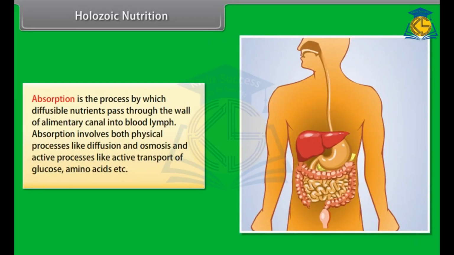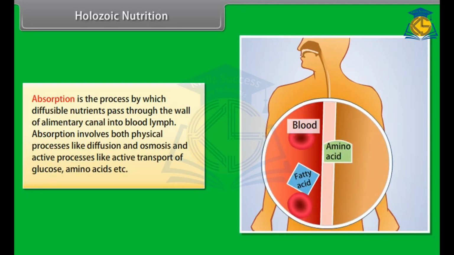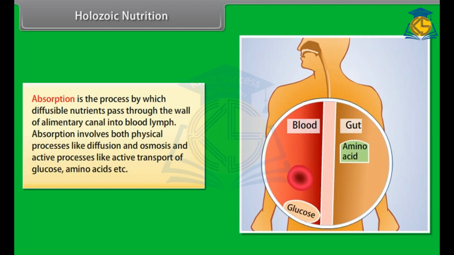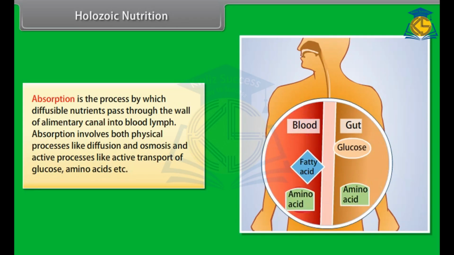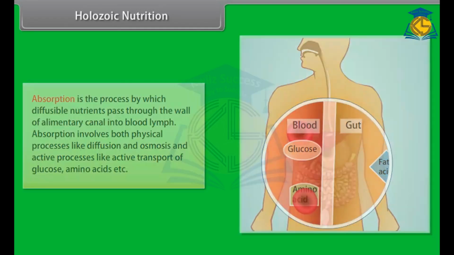Absorption is the process by which diffusible nutrients pass through the wall of alimentary canal into blood and lymph. Absorption involves both physical processes like diffusion and osmosis and active processes like active transport of glucose, amino acids, etc.